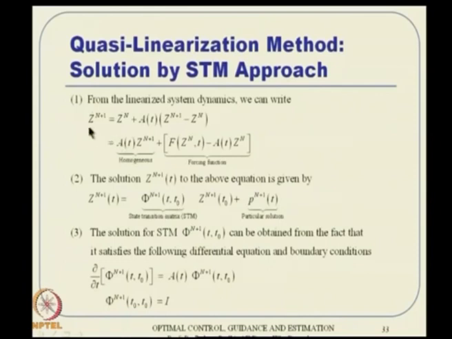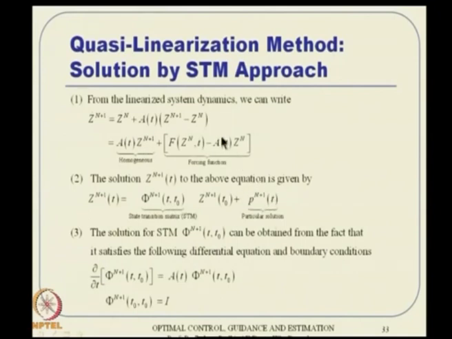So, if you interpret this, z n plus 1 dot has this homogeneous part, A of t times z n plus 1, plus this forcing function, which is already available with us. The previous guess solution is available with us. So, this is a forcing function and this is a homogeneous equation. If you really want to solve this, then we need a state transition matrix again. Because it is a time varying matrix, we need a state transition matrix, plus a particular solution because there is a forcing function.